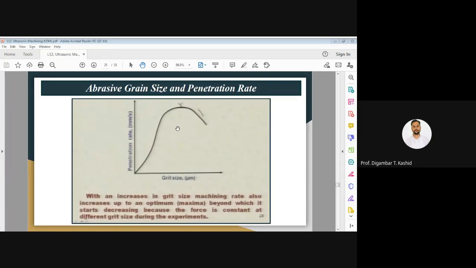But beyond that maximum value, it starts decreasing because the force is constant, so you will get a dome like this. That means beyond this limit, the penetration rate will decrease, because the force is constant at different grit sizes during the experiments. So as the grit size further increases beyond the optimum value, the penetration rate starts decreasing. So this is one important parameter.